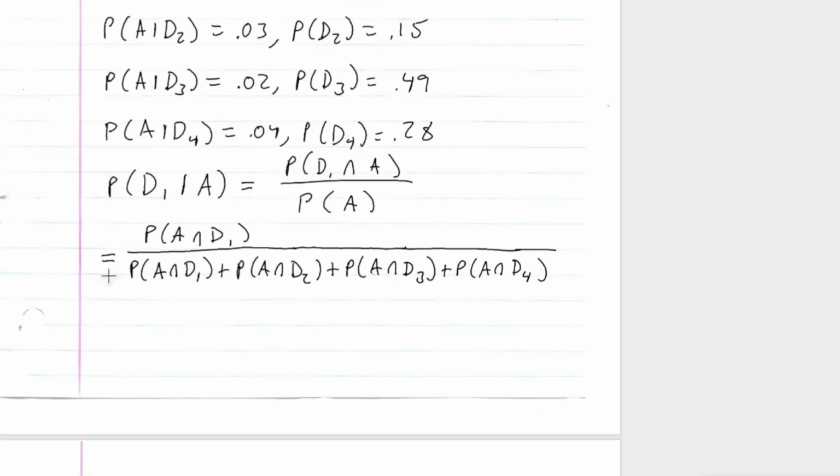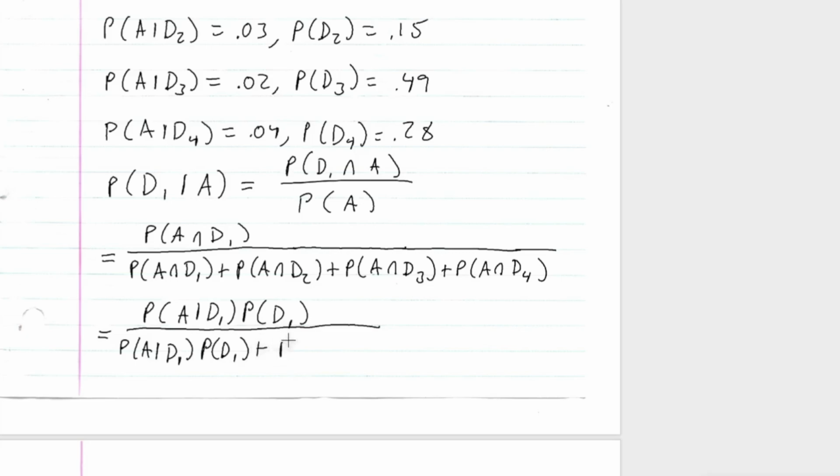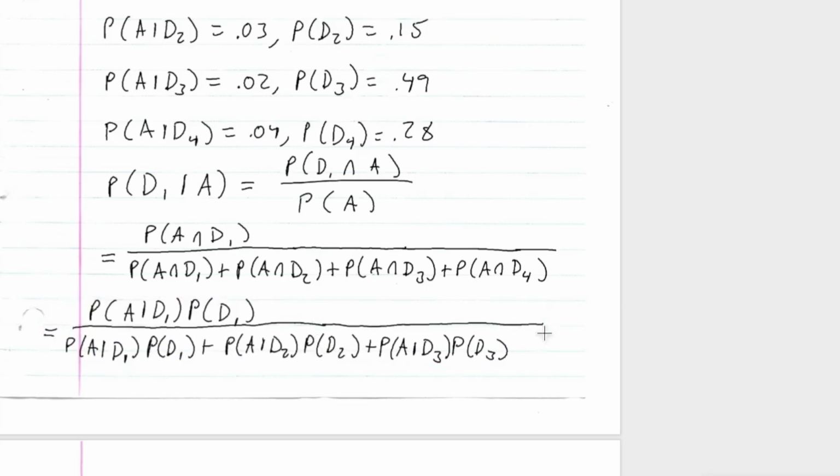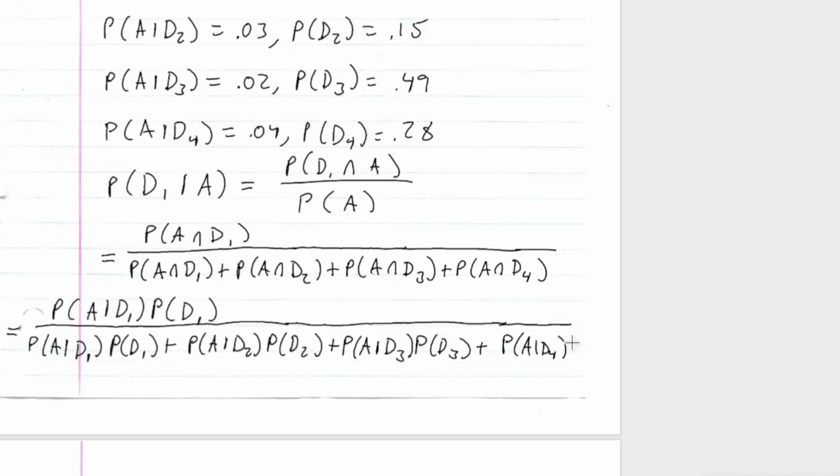So, now we're going to use the definition of conditional probability again to say that this is equal to the probability of A given D1 times the probability of D1, because that's the same thing as the probability of A intersection D1, over the probability of A given D1 times the probability of D1, plus the probability of A given D2 times the probability of D2, plus the probability of A given D3 times the probability of D3, and then plus, finally, the probability of A given D4 times the probability of D4.